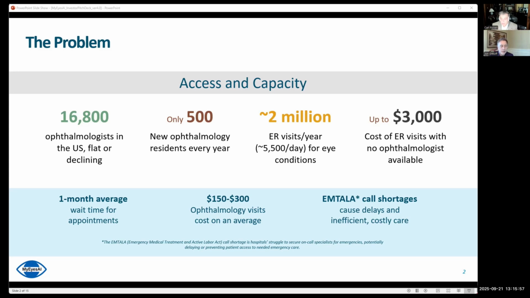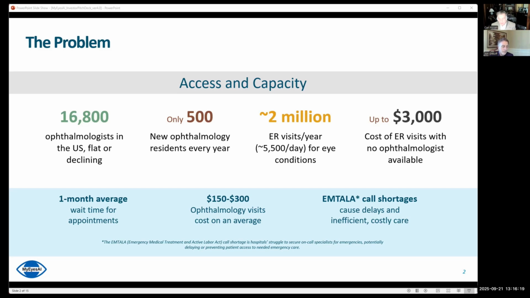There are over 2.4 million ophthalmic-related visits to an emergency room. That's over 6,000 visits per day. Many of these patients are not seen by an ophthalmologist because the EMTALA system, the Emergency Medical Treatment and Labor Act, can't find ophthalmologists to take emergency call. So we have a shortage.